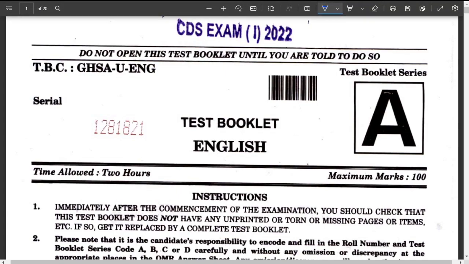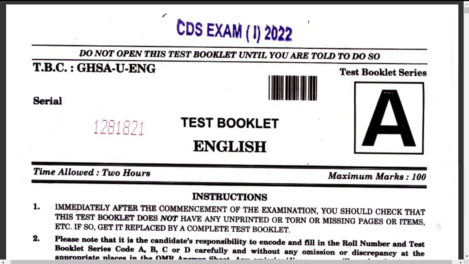CDS exam 2 is going to be conducted very soon, and after that I will also make a video on that. And also I will complete all the previous years' papers explanations recording.